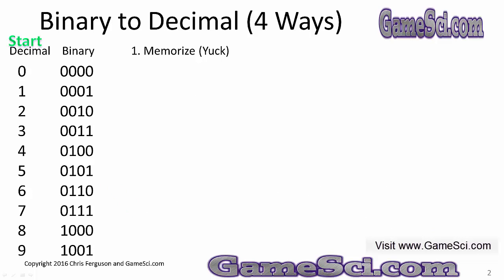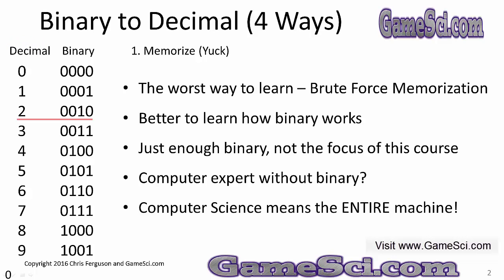Now, there's several ways you can learn binary to decimal. I'm going to look at 4 separate ways here. Now, the worst way to learn is brute force memorization. Memorize that decimal 2 is binary 0010. Memorize that decimal 4 is binary 0100. Memorize decimal 7 is 0111. Not a good way to learn.